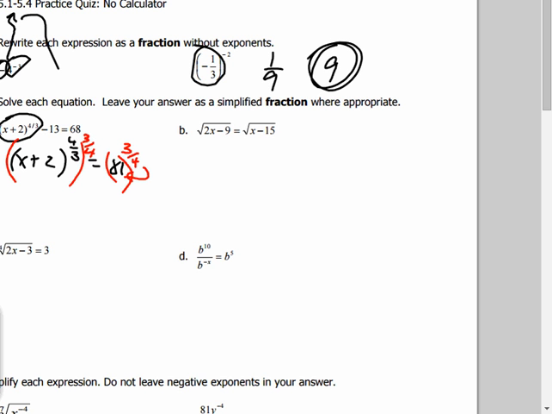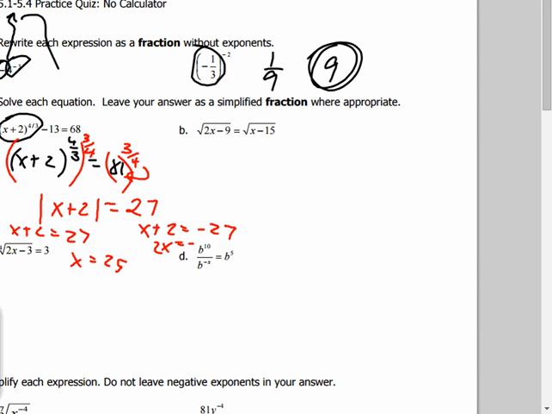Fourth root of 81 is 3. 3 to the third is 27. Now I have absolute value of x plus 2 equals 27. Then I make two equations out of it. x plus 2 is 27, and x plus 2 is negative 27. Then I subtract 2, x equals 25, subtract 2, x equals negative 29.